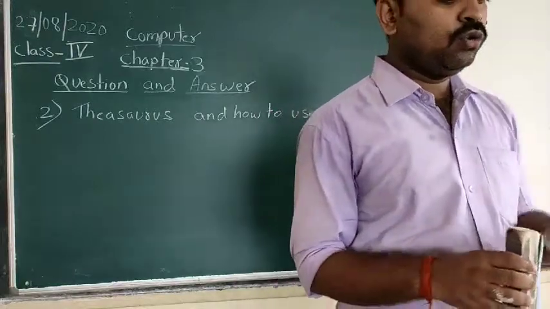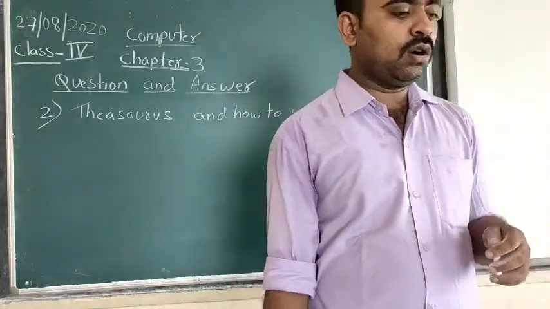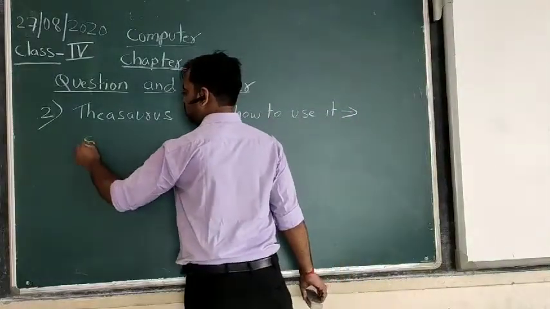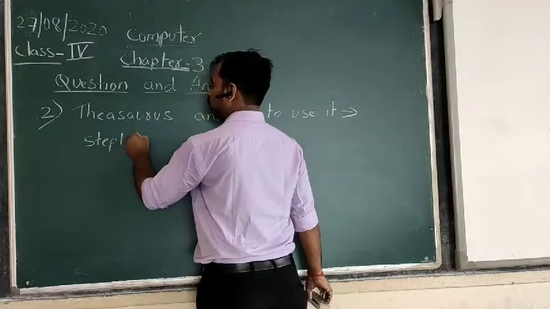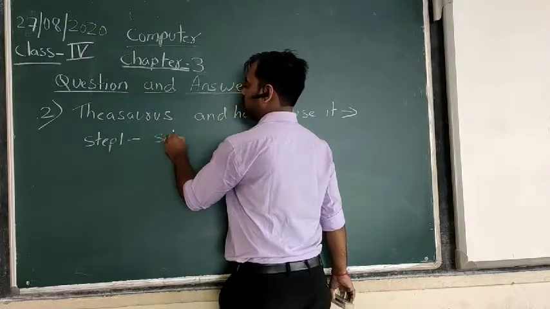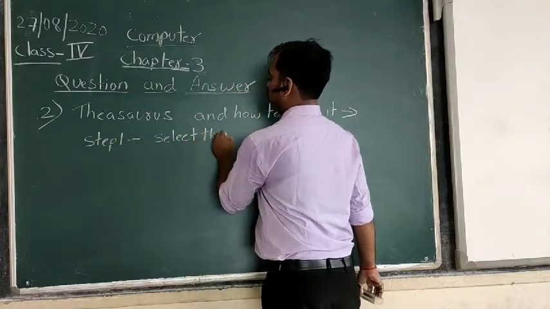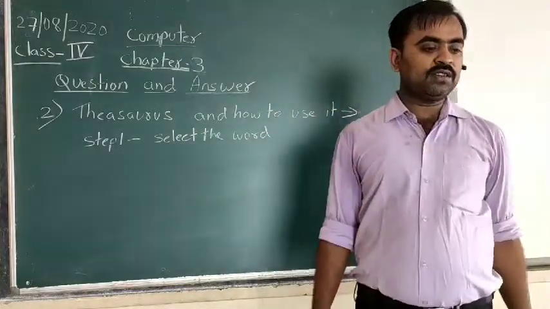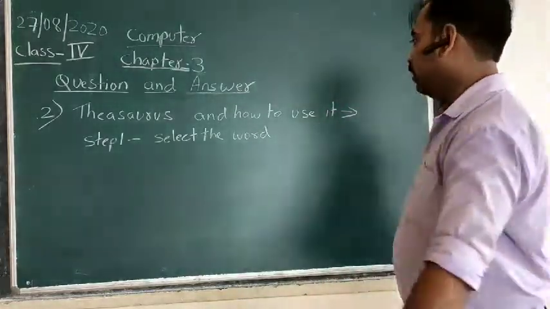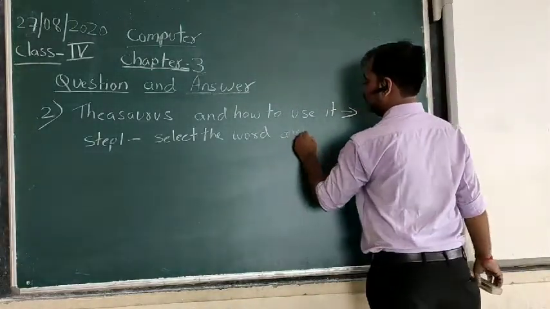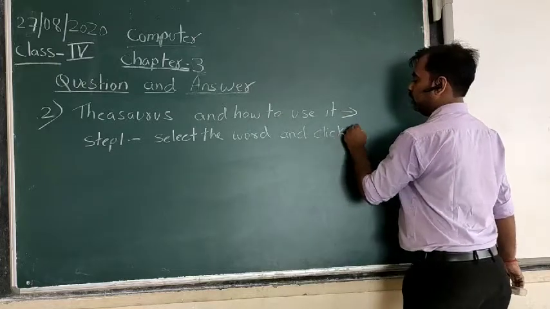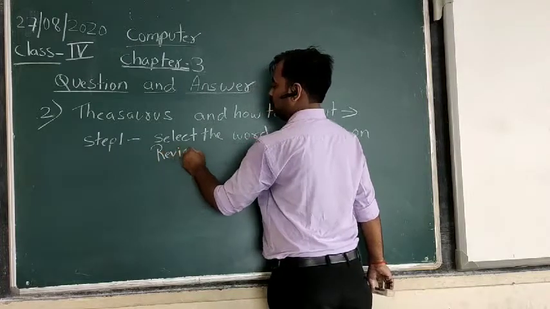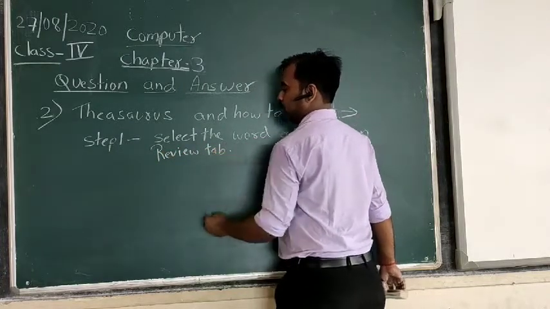And how to use it? First of all, select the word for which you want to use it. So the first step in order to use it is, first of all, select the word. Okay. After selecting the word, click on the review tab.